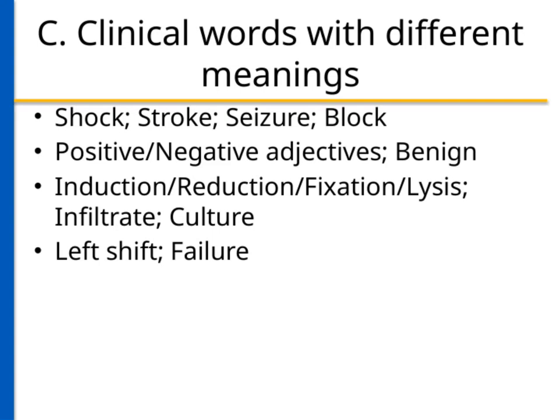Let's take a closer look at some critical clinical terms that can often be confusing due to their multiple meanings. First, we have words like shock, stroke, seizure, and block. These can refer to different conditions depending on the context, so it's essential to understand their specific clinical implications. Next, we encounter positive and negative adjectives, which are often used to describe test results or patient states. For instance, a benign result usually indicates a non-threatening condition, but always consider the context to interpret it correctly.